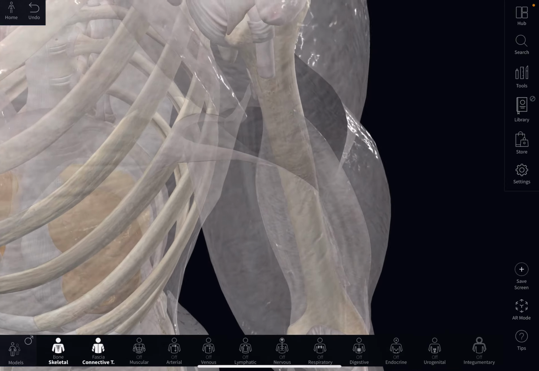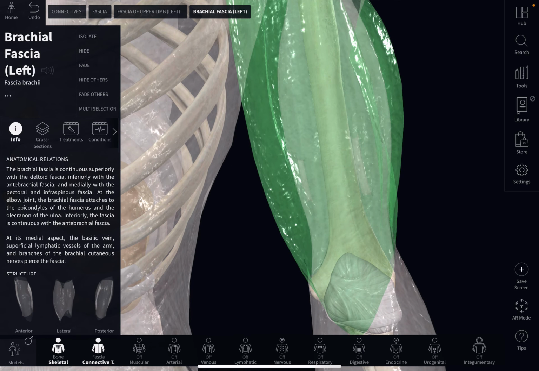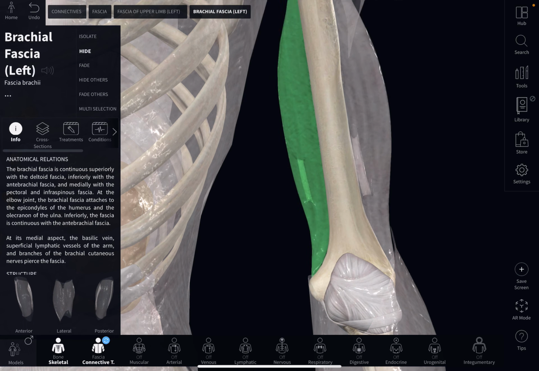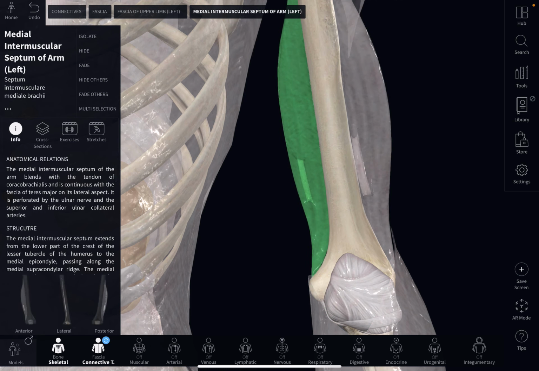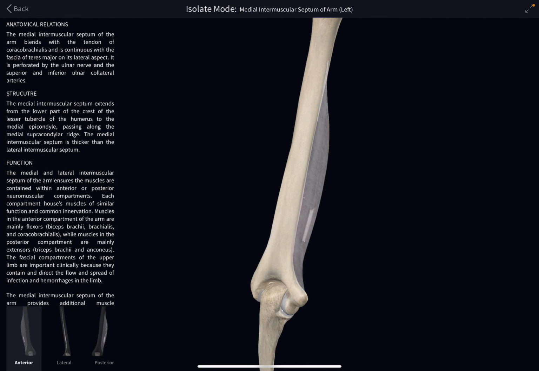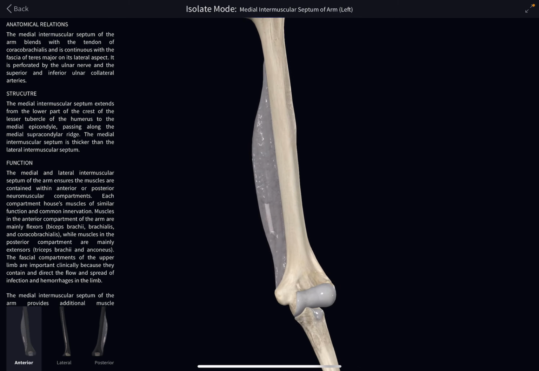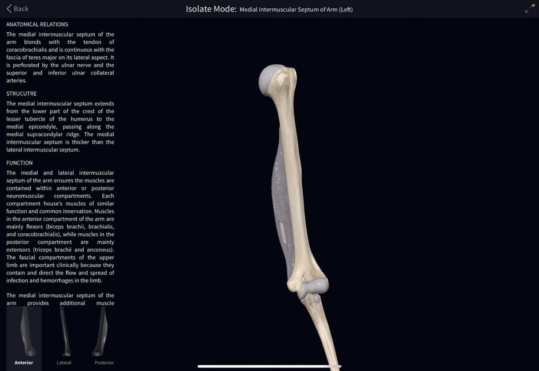Alright, you can see, this is the fascia covering. Now you see, this is the medial intermuscular septum of the arm. Can you see? This is the medial intermuscular septum. It is just a septum-like structure that is going to separate the anterior compartment muscles, that is the flexors of the forearm and arm, from the extensors of the forearm, right?